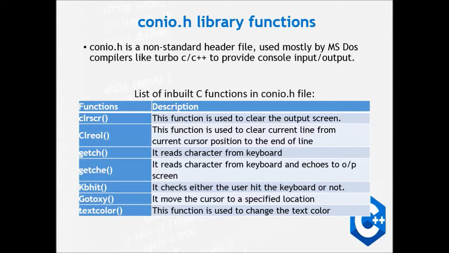gotoxy. The gotoxy function is used to move the cursor to a specific location on the screen. It moves the cursor with respect to the x-axis and y-axis. It is very useful when the output is to be displayed at a specific location on the screen. Textcolor. The function is used to change the text color.